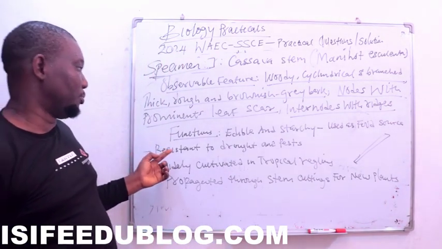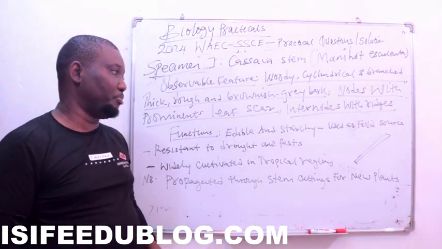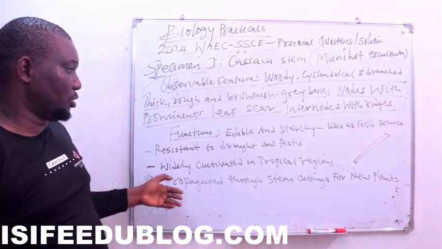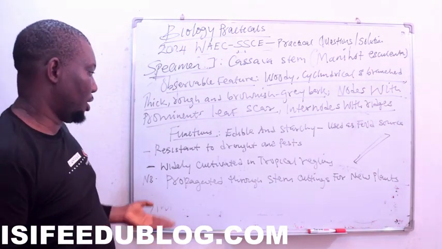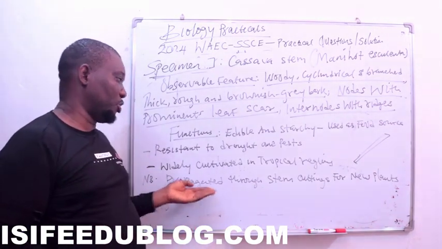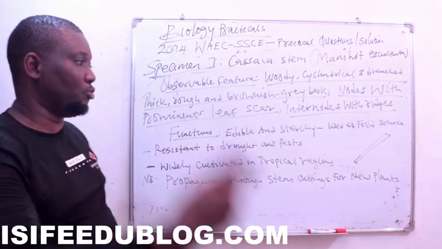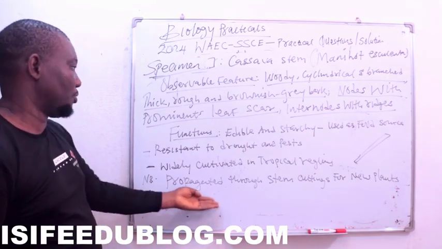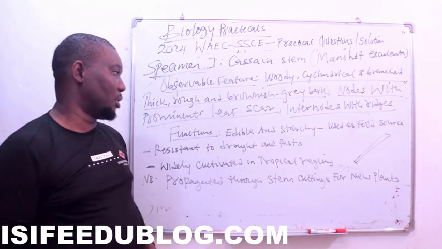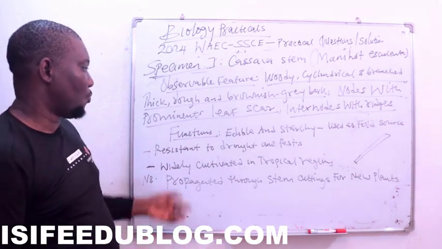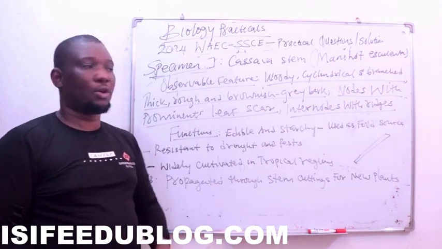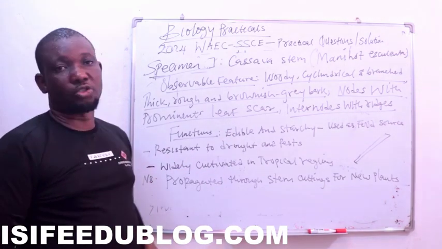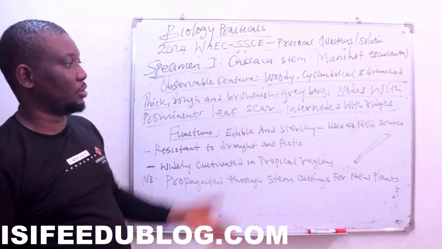The breed that is resistant to drought and pests can be propagated. Propagation is by stem planting, using stem cuttings to make new plants, new cassava. So this is also economically important, because it's resistant to drought and pests. Widely cultivated in most tropical regions. So these are the questions that are going to come out.